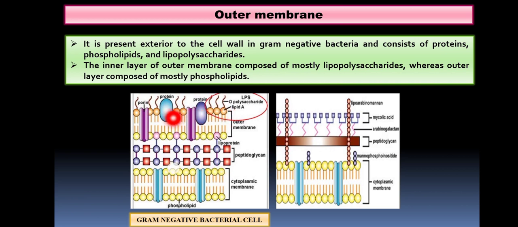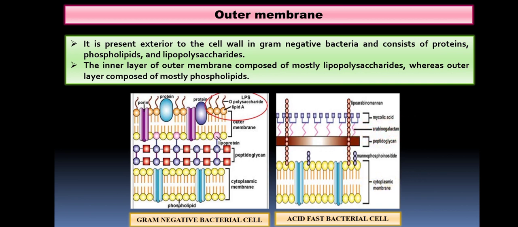The next one is acid-fast bacteria. In acid-fast bacteria also, next to the cell wall or the peptidoglycan layer, a lipid layer is present. This is different from the outer membrane of gram-negative bacteria. It consists of different fatty acids such as mycolic acid and other compounds such as arabinogalactan.